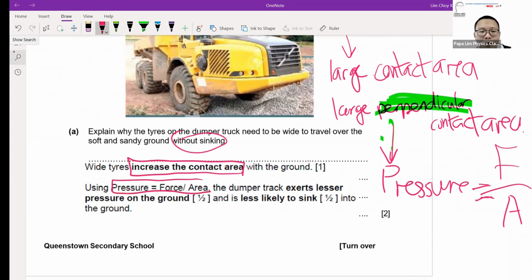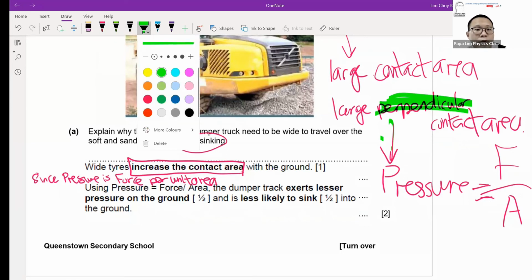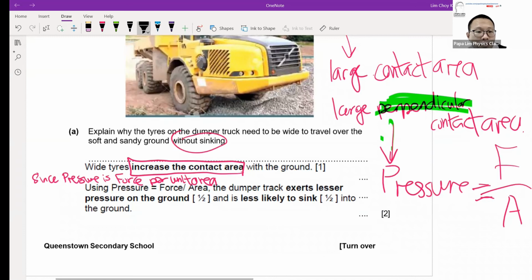If you don't write the formula, you can replace it with the words: since pressure is force per unit area. This will replace the formula here. So if you don't want to write the formula, you can use force per unit area. You can replace this statement here.